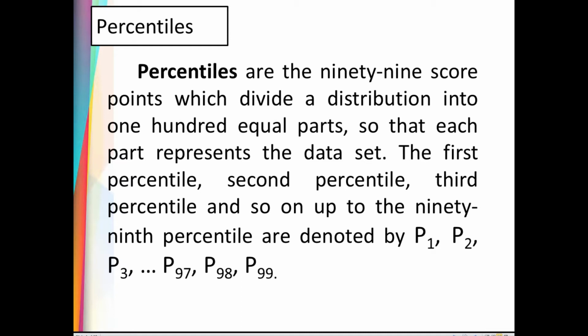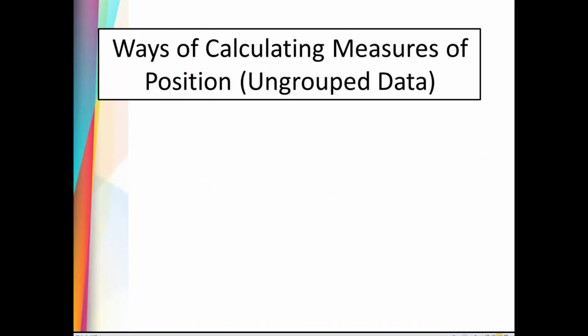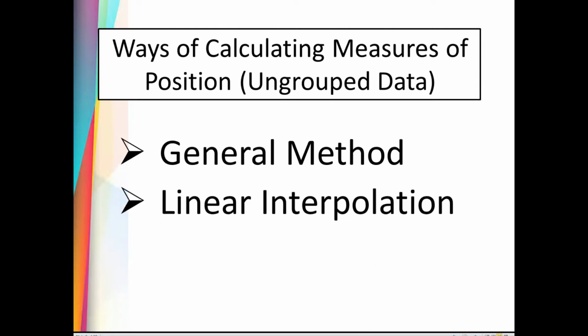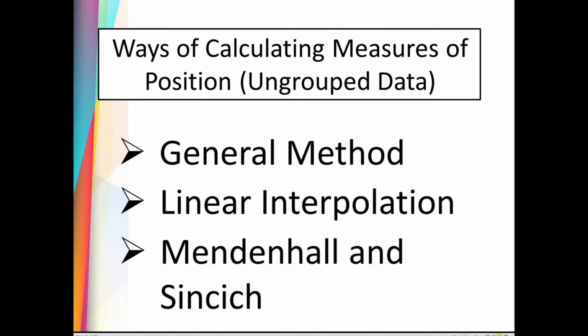So naaral na natin yung definition of the following measures of position. There are 3 different ways of calculating measures of position for ungrouped data. So ano-ano yung mga tatlong paraan sa pagko-compute ng measures of position? The first one is the general method. The second one is the linear interpolation. And the third one is called the Mendenhall and Sincich method. In this video, we will tackle the general method of computing or calculating measures of position for ungrouped data.